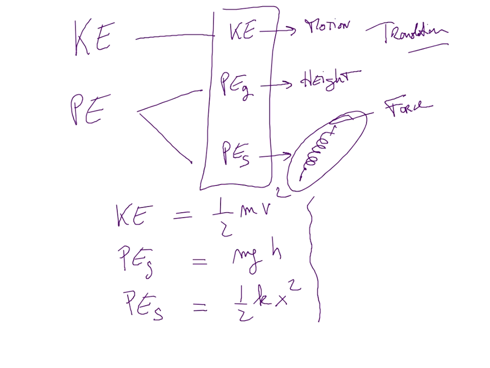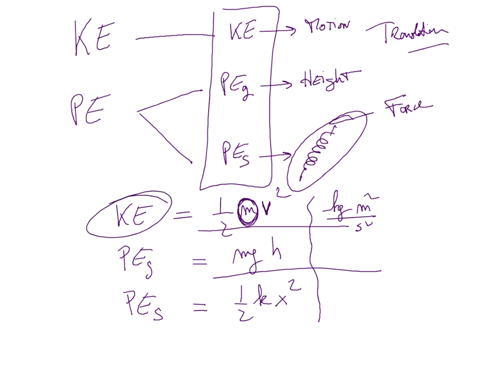Let's check the first two. Convince yourself that they have the same units. Let's plug in units for each of those variables and make sure they match. What are the units for m? Mass: kilogram. What are the units for v? Velocity: meters per second, and it's squared. So this must be the units for energy, kinetic energy.